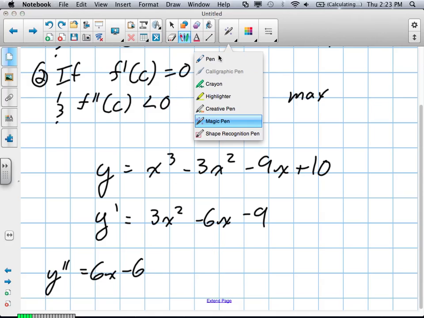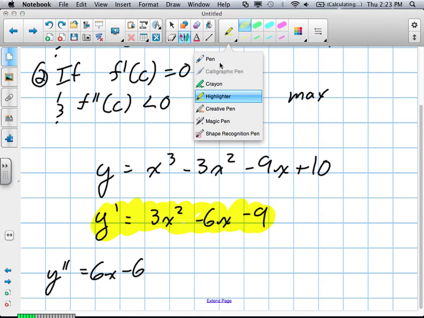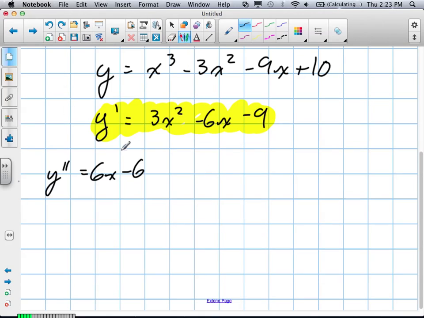So we need to find our critical points, and to find critical points, we use our first derivative function. If you guys remember, that's when our tangents are 0. So we set it equal to 0. We look for 3x squared minus 6x minus 9. We're going to factor this.